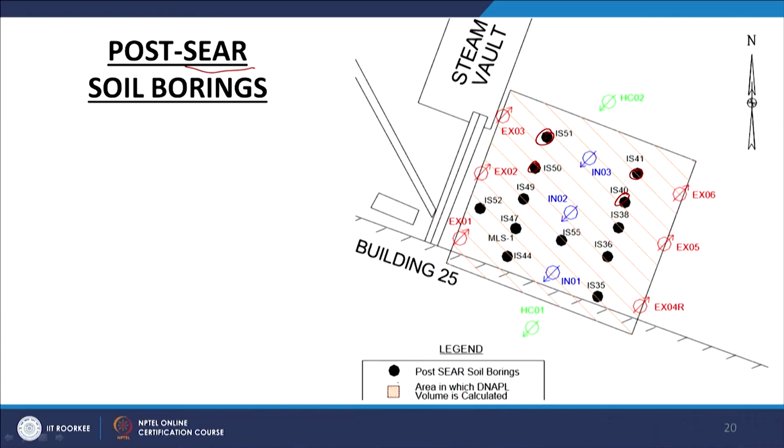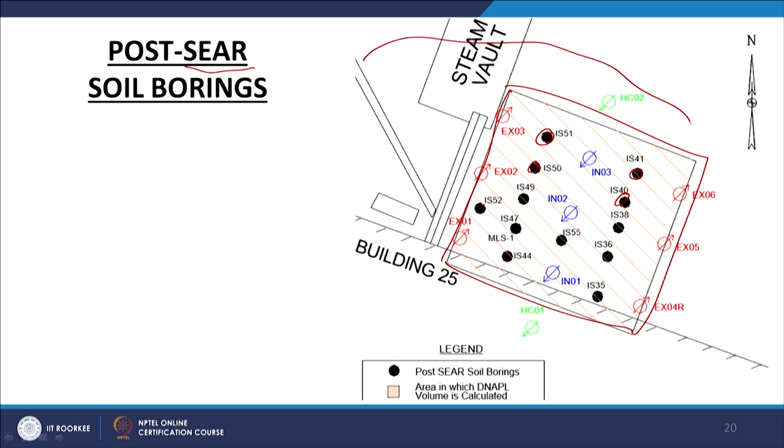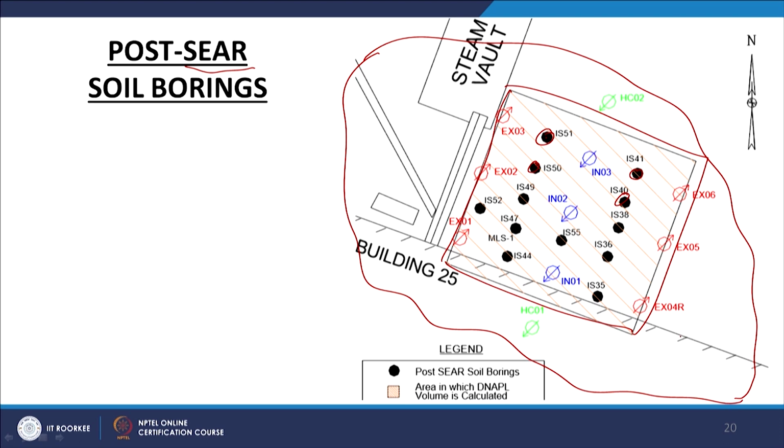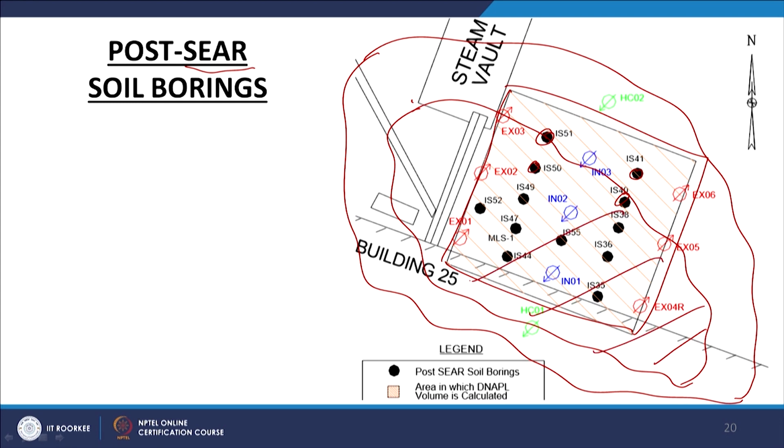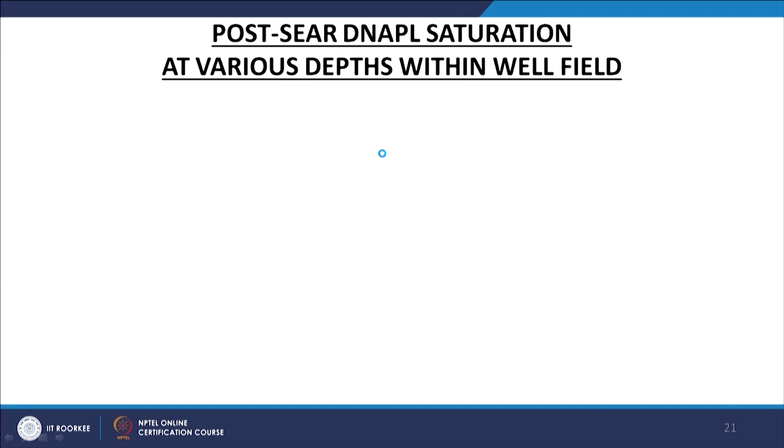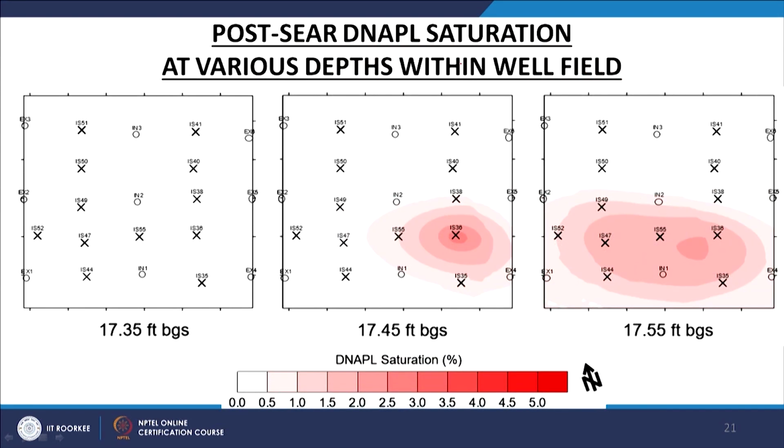And again, as we mentioned earlier, only a part of this particular contaminated site was looked at. So as in the DNAPL plume was something like this, if I am not wrong, right? And only a part of this particular site was looked at, or maybe it was something like this. Anyway, we can look at the relevant data, right? This was the contaminated DNAPL plume, and this is the site that they looked at, right? So let's move on. So post-remediation DNAPL saturation at various depths within the well field. Let's look at what we have.